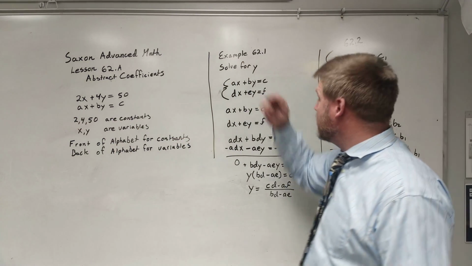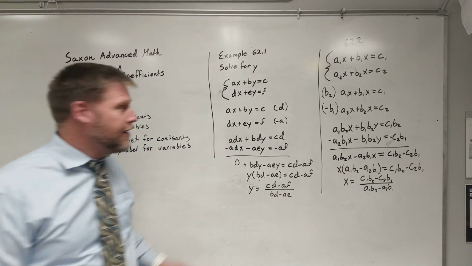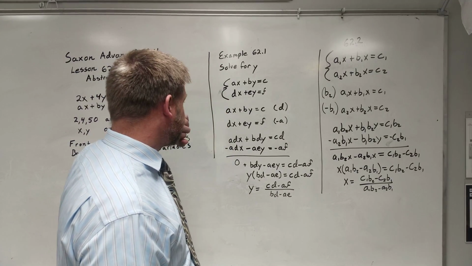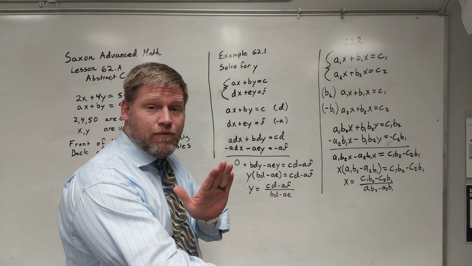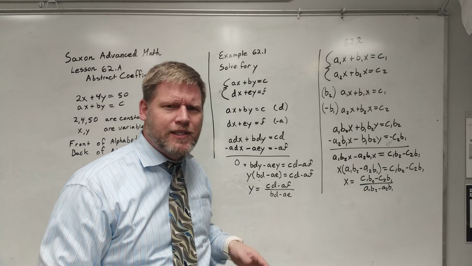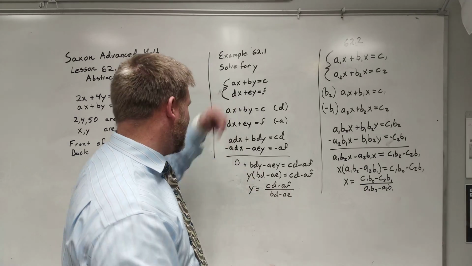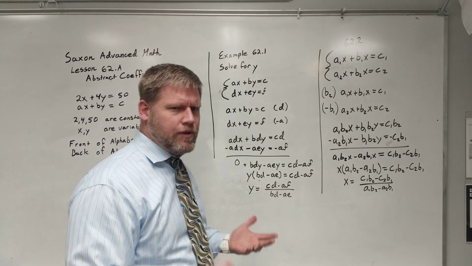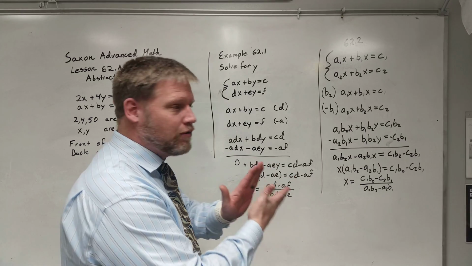So here we have an example 62.1, and we're solving for the variable y. Now, when we're solving for y, we're finding what y is. That's what solve for means. But I don't have numbers in here, I have all letters, which means that my answer is going to have all letters in it. There's not going to be, oh, y is 6 for this problem. No, this y is going to be the variables. We're just going to define it in terms of y.